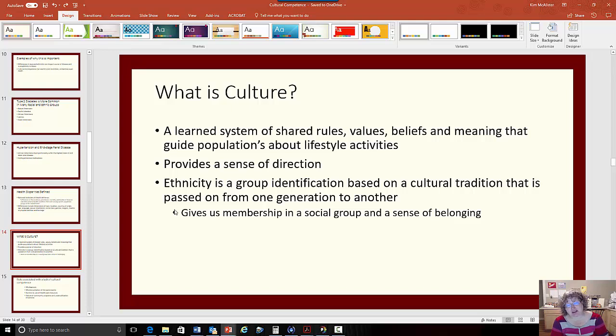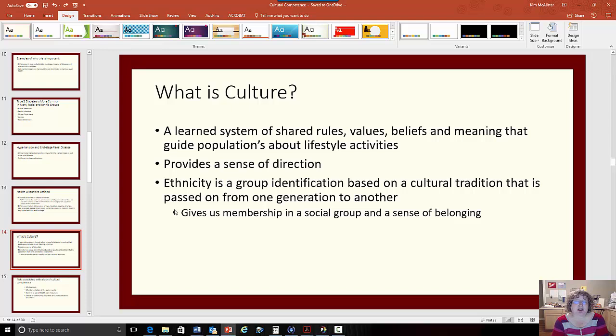So we've talked a lot about culture, but we haven't defined what it is. It's a learned system of shared values, beliefs, and meaning that guide a population about their lifestyle activities. They provide a sense of direction. Ethnicity is a group identification based on a cultural tradition that is passed on from one generation to another. And that's what gives us membership into a social group and a sense of belonging.